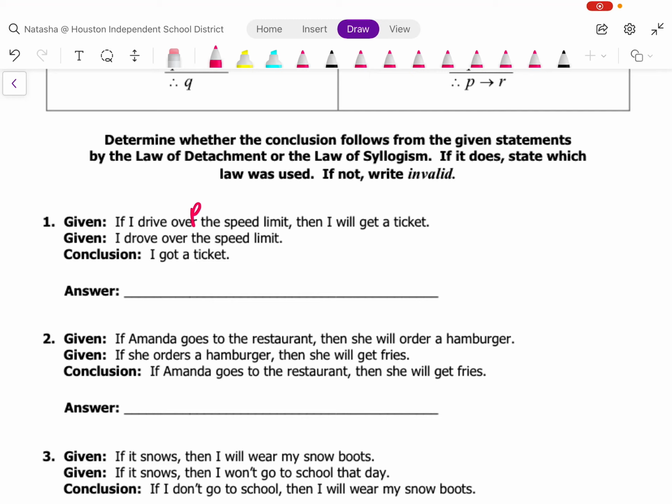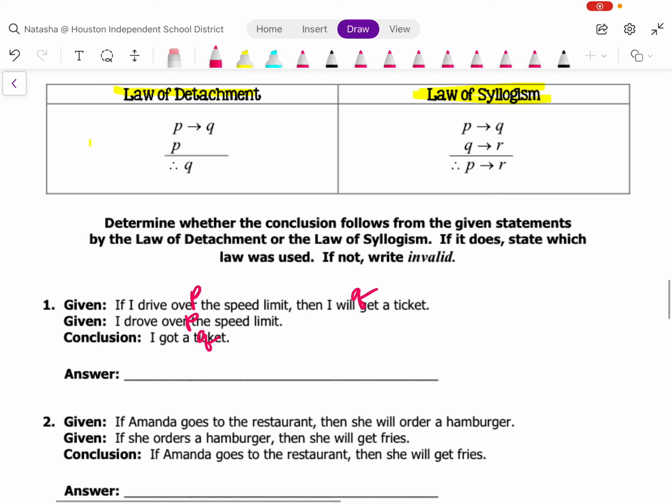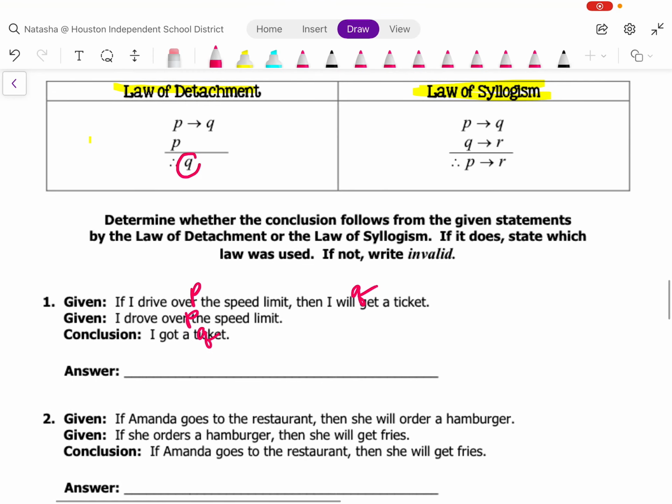Given, if I drove over the speed limit, so that's P, then I will get a ticket, that is Q. I drove over the speed limit, that's P again. I got a ticket, that is Q again. So looking at our statement, the one that has Q at the end is law of detachment.